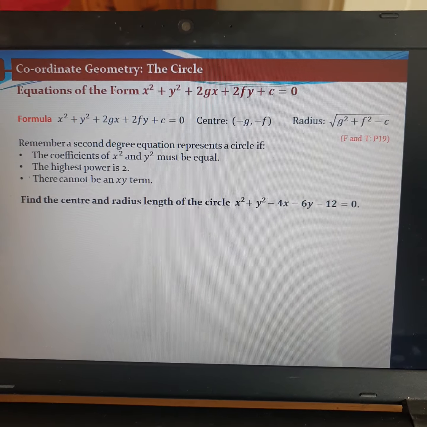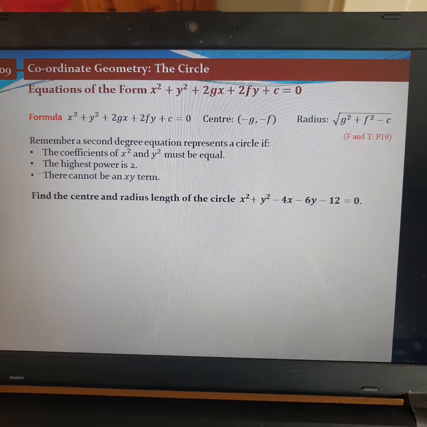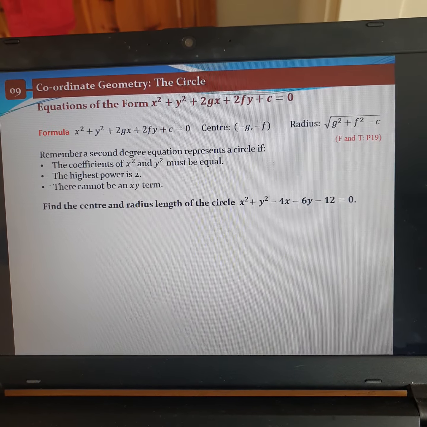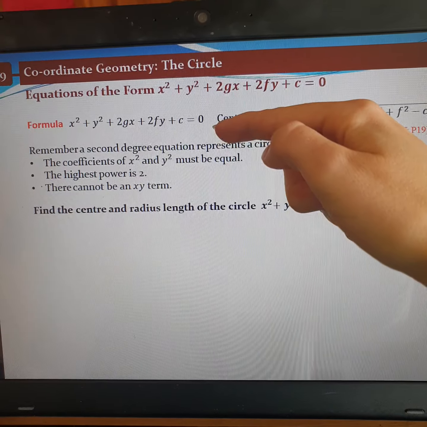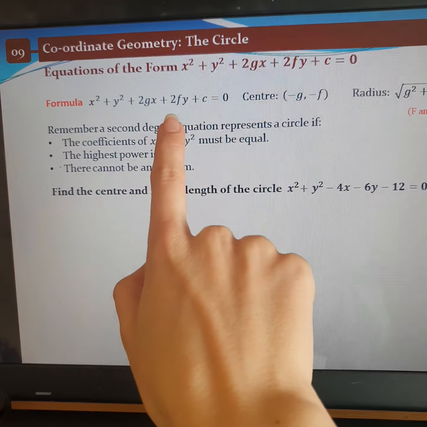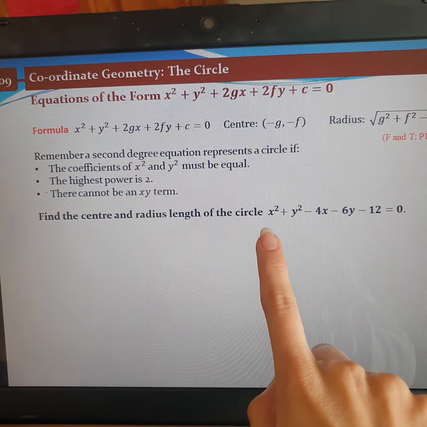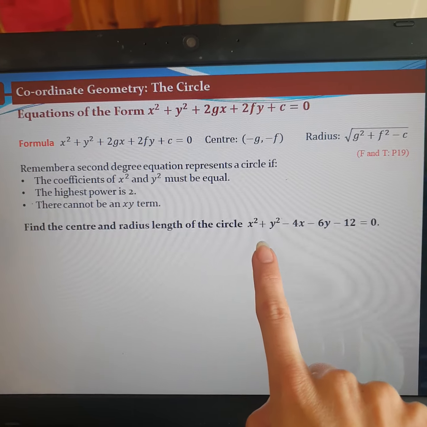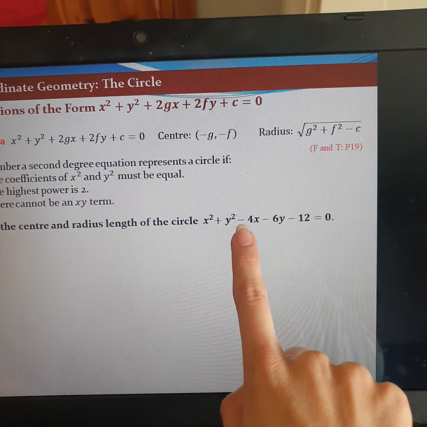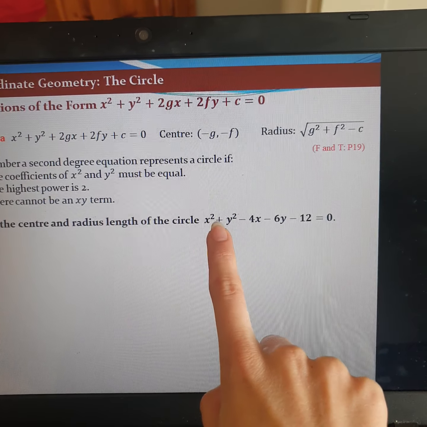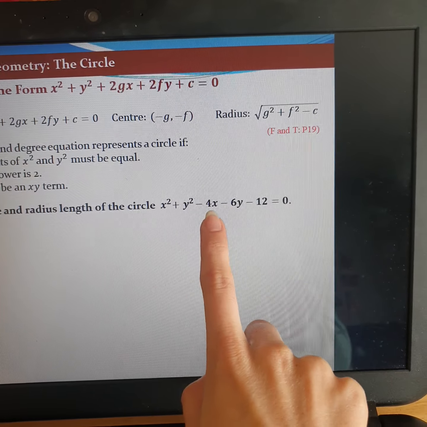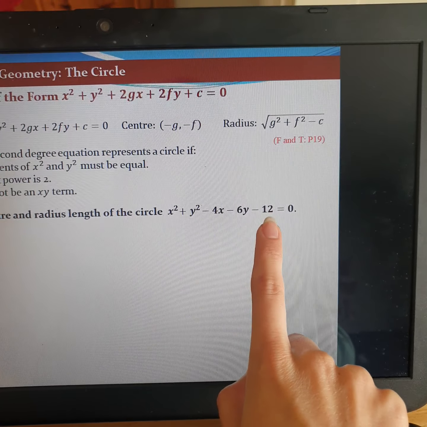So find the centre and the radius length of the circle, right? We have it in the form x squared plus y squared minus 4x minus 6y minus 12. Does it follow those criteria? It is very similar to this format. The coefficients of x squared and y squared are 1, yes. The highest power of x and y is 2 here. And there cannot be an xy term. No, there isn't an xy term. This is just an x term, this is just a y term, and this is a constant.